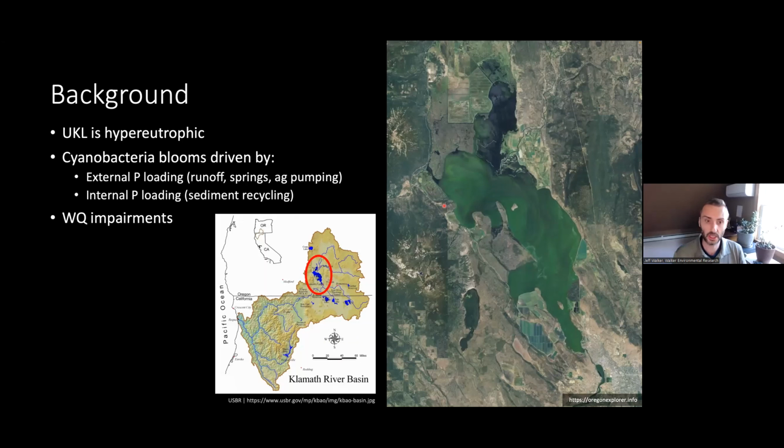These blooms cause a variety of water quality impairments like low dissolved oxygen, high pH, which then has detrimental effects on native and endangered sucker species within the lake. And the water quality in the lake itself is not only a problem for the ecology within the lake, it also has impacts downstream, since the outflow of Upper Klamath Lake forms the Klamath River. So poor water quality in the lake can cause problems downstream and in the lower and middle basins.